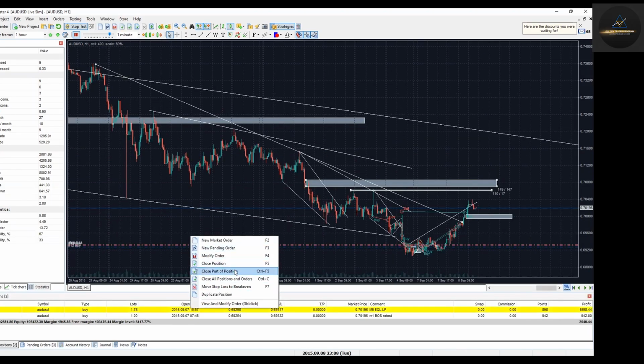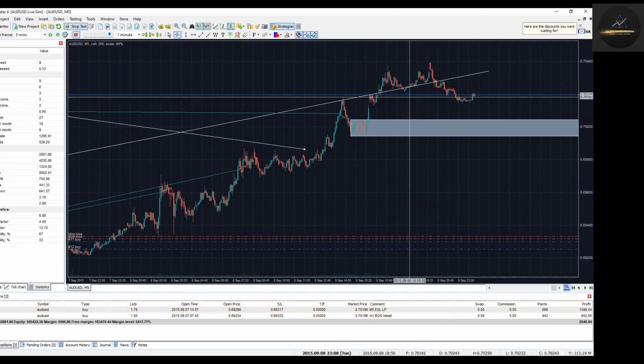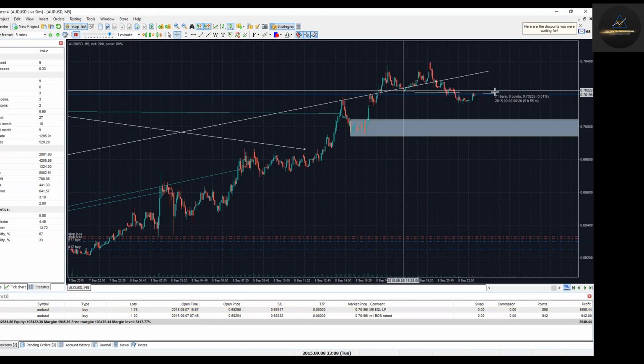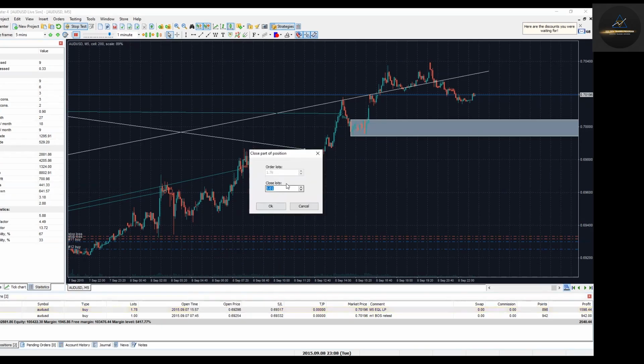So yeah, good start to the simulation. Just to give you a quick look, we've actually broken structure on the 5 minute, as you can see, a very clear break of structure. So I want to lock in some profit basically. Right click, close part position. I want to close half of this, so that will be about 80 lots.